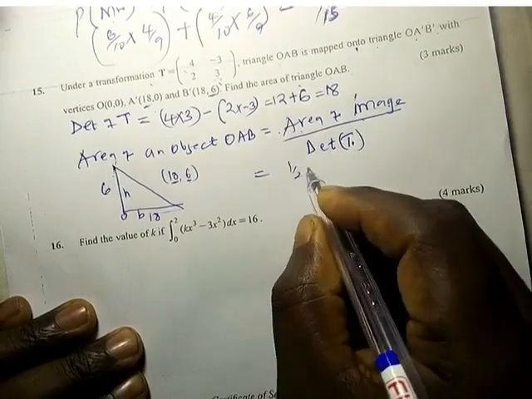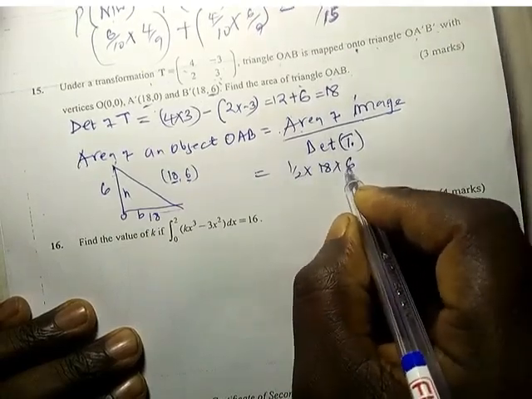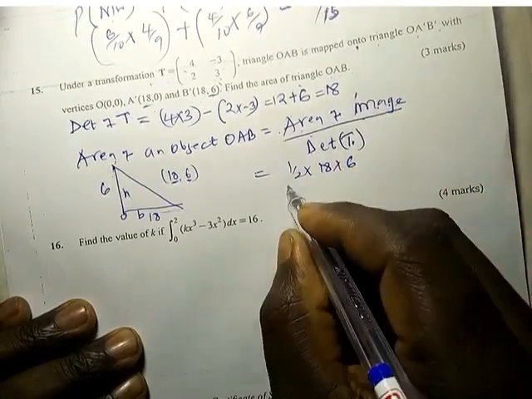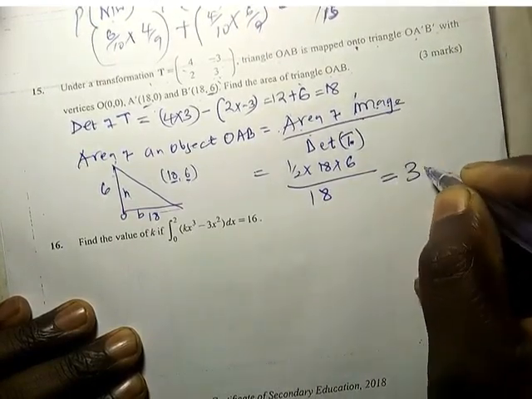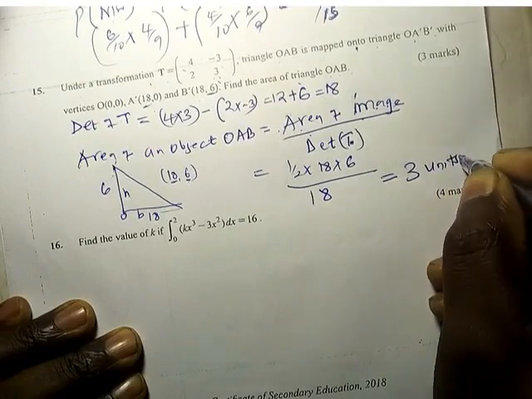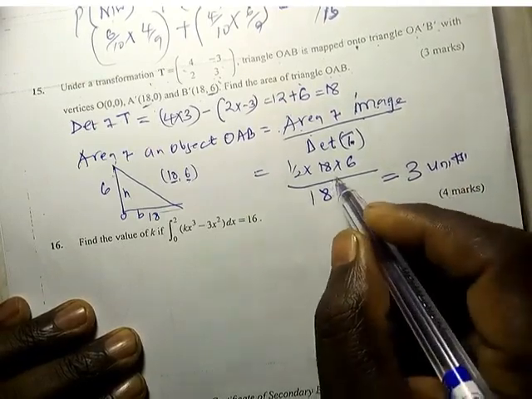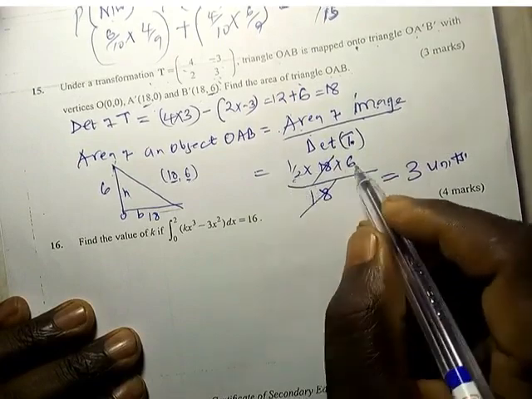So it is a half times 18 times 6. That gives us the area of the image, divided by the determinant, which is 18. So it will be 3 units. So this one and this one go. Half of 6 is 3.